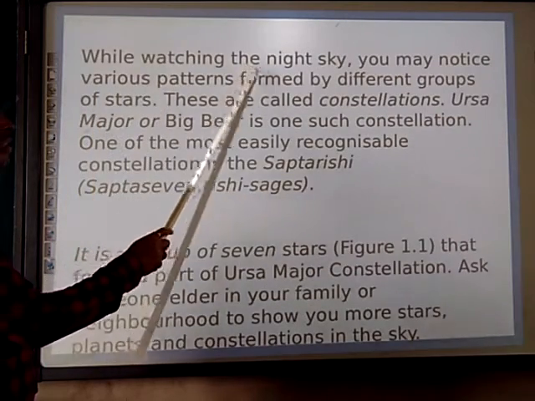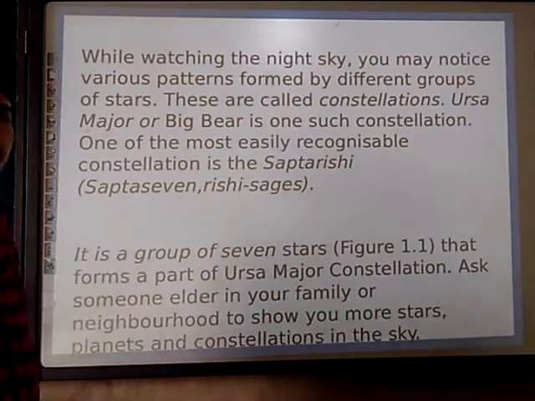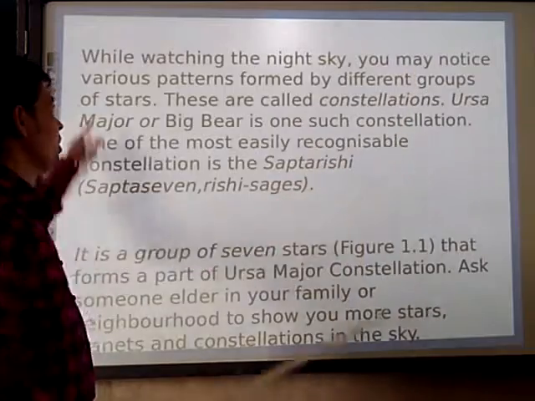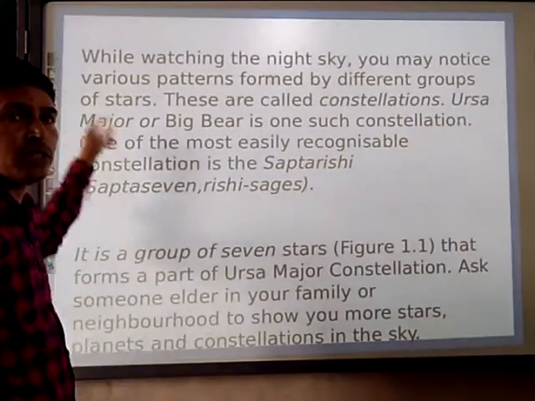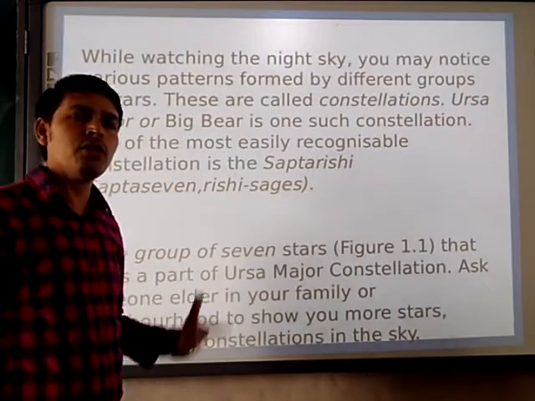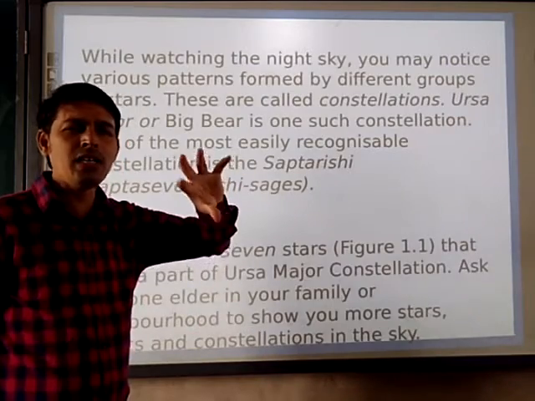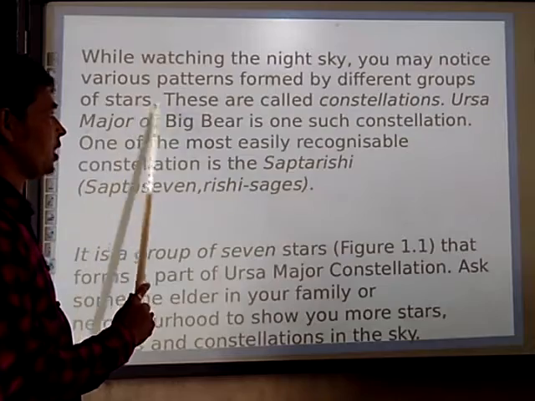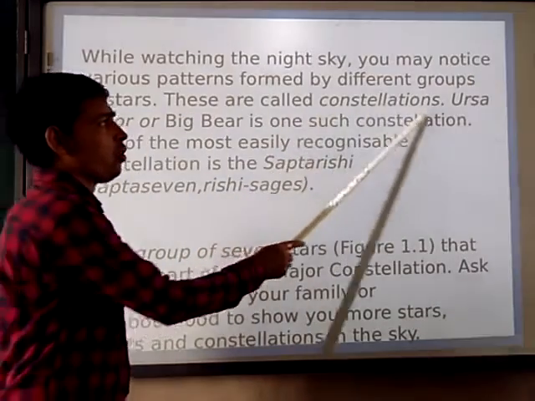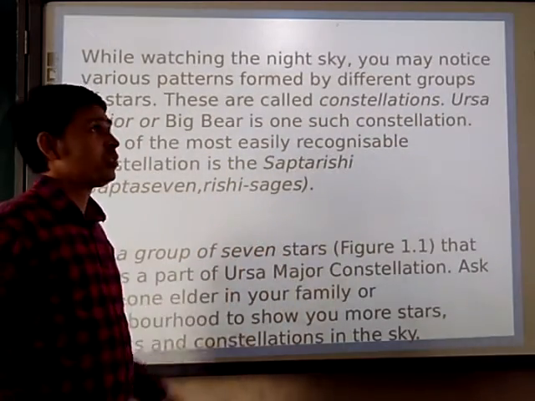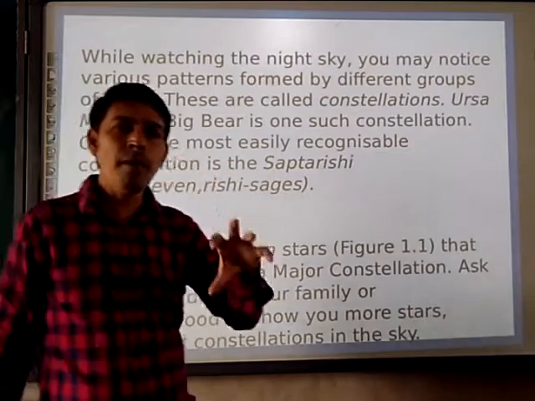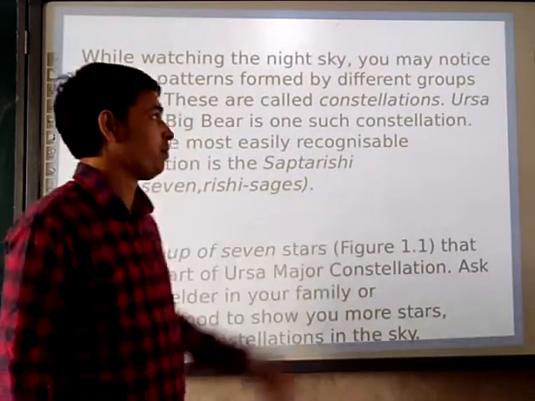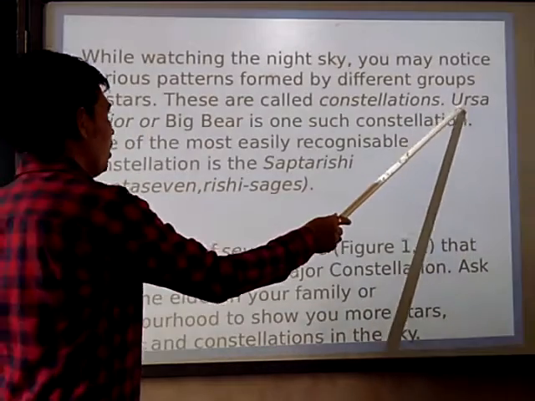While watching the night sky, you may notice various patterns. So what are these patterns? You see different patterns and different groups of stars. These are called constellations, right? The groups of stars forming different patterns are called constellations, right?